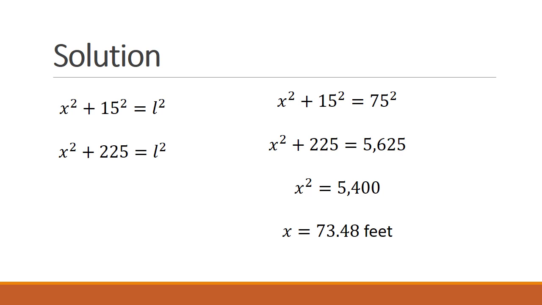Now the second part of the question, after it asked us to use the Pythagorean theorem to show a relationship, wanted to know how far from the dock the boat is when there's 75 feet of rope out. So we're going to put 75 in place of L, and we're going to simplify, and we find that there are 73.48 feet from the boat to the dock.